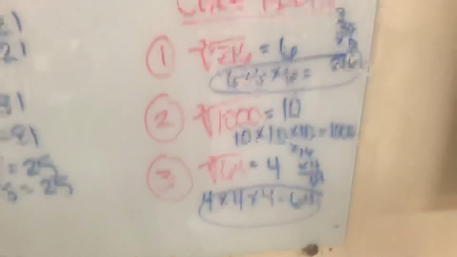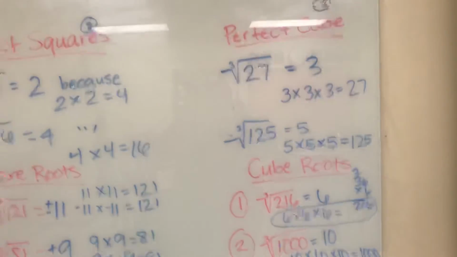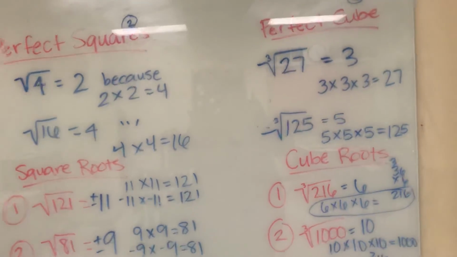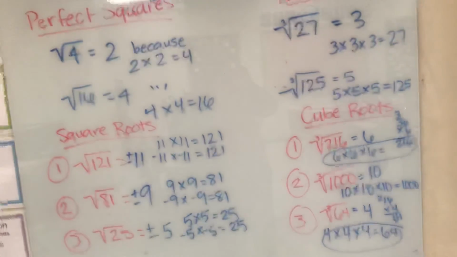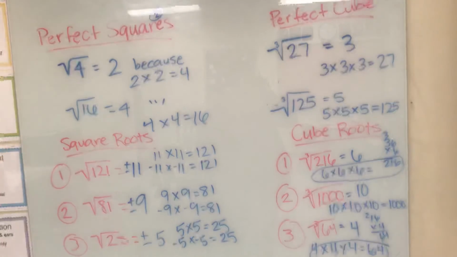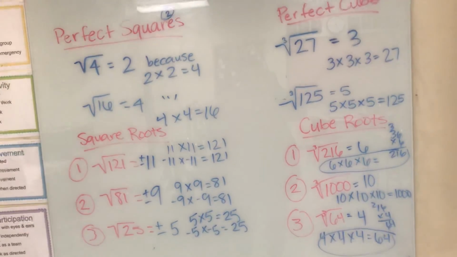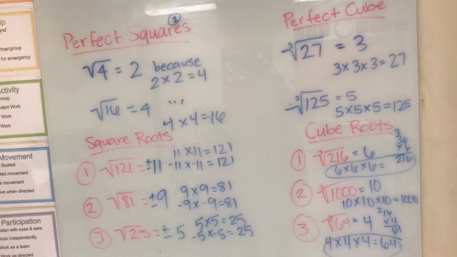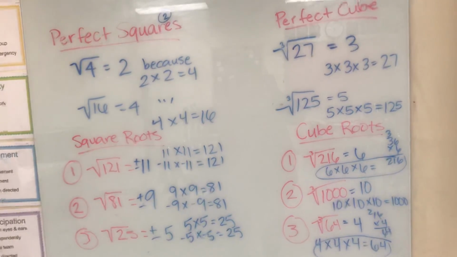So again, these are perfect squares right here. These are perfect cubes right here. These are perfect roots. Together you can look and you can see the difference. This will also be on Class Dojo for those that need a little bit more of a visual to help you study.